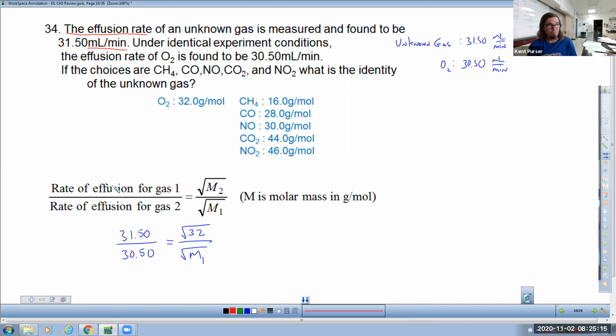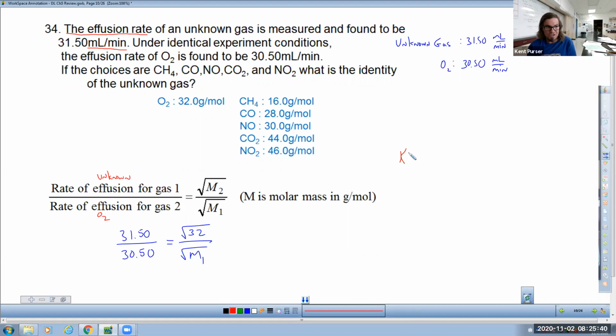Now, if I call the top one the unknown, and I call the bottom one the oxygen, notice that on the other side of the equation, it flip-flops. It's an inverse relationship to the square root of its mass, or its molar mass, really, okay? So the unknown is on top on the rate part, but it's on the bottom for the molar mass part. Why is that?